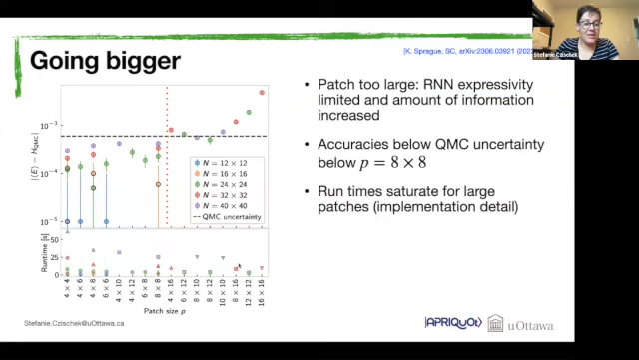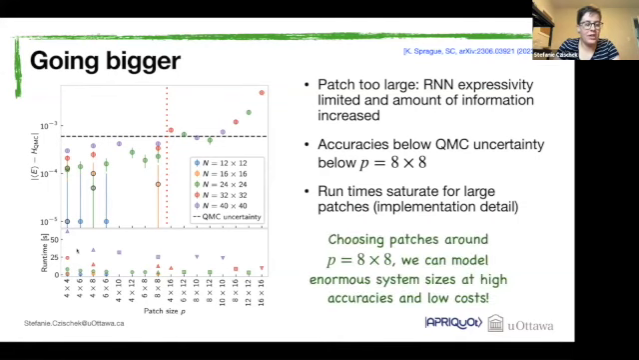Just a quick look at the runtimes. Now we are looking at the computational runtime it takes for one training iteration in seconds as a function of the different patch sizes again. We see that especially for smaller patch sizes, the runtimes decrease quite quickly. At some point, they saturate, and this is basically due to an implementation detail. If we increase the patch sizes, then our memory requirements increase, so we had to modify our implementation for larger patch sizes to stay within a decent amount of memory.